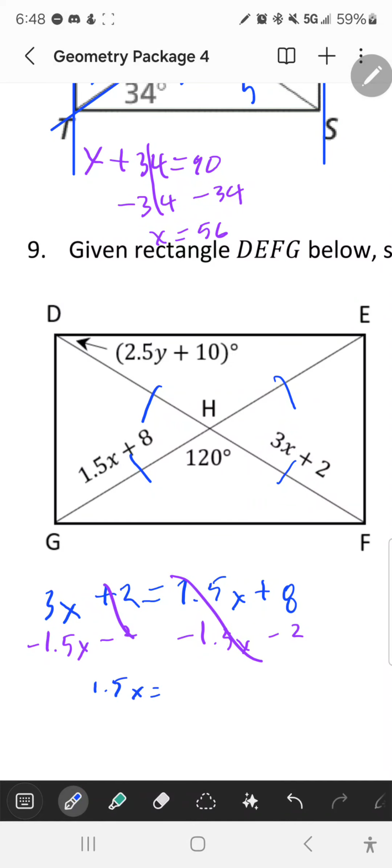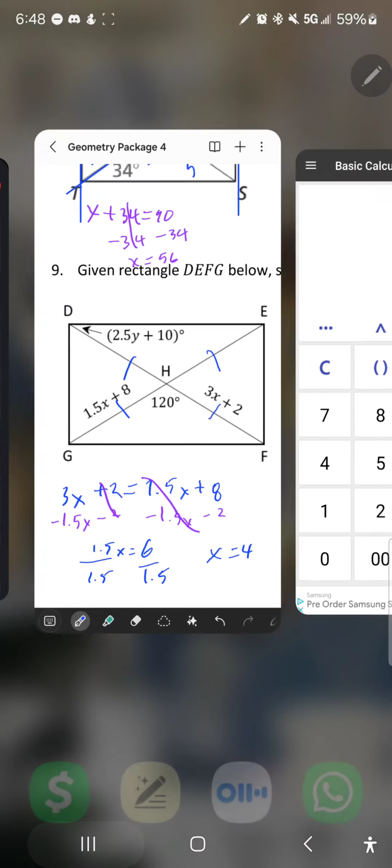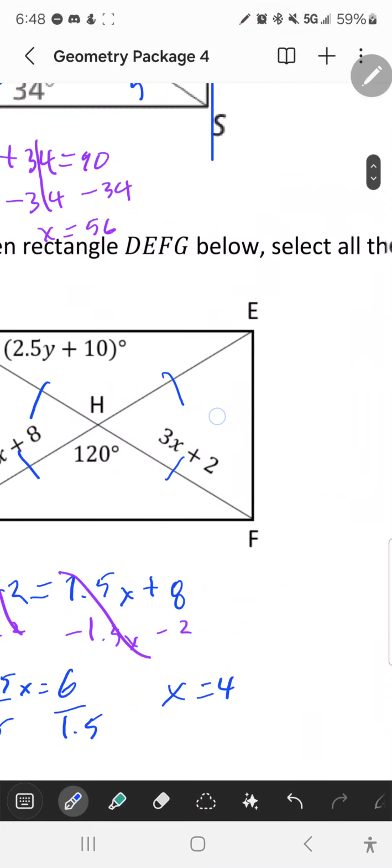1.5x equals a minus 2, 6. Now if we divide by 1.5 on both sides, I'm sorry, we get that x is going to be equal to 4. You can do it by calculator: 6 divided by 1.5, that's 4. So we get that the value of x is 4, but now we need the value of y.